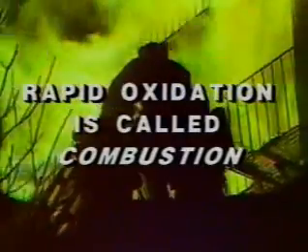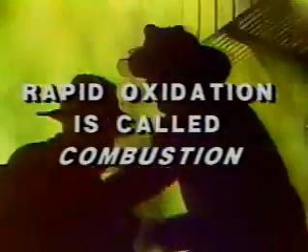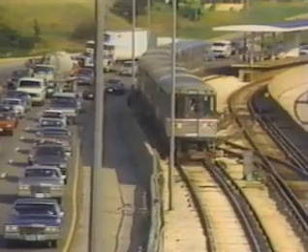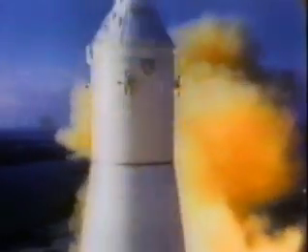When oxidation takes place rapidly, the process is known as combustion or burning. During combustion, a rapid chemical change takes place and energy is released very rapidly in the form of heat and light. People have devised many ways to use the heat and light energy released by combustion reactions.